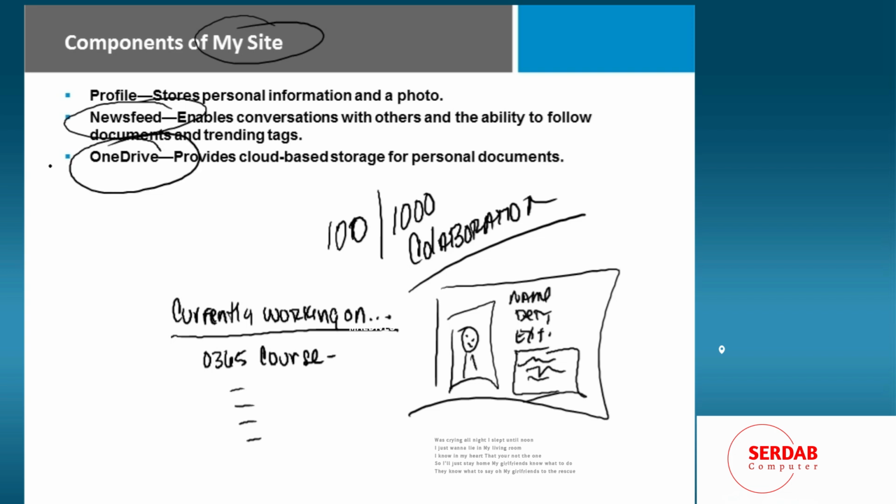And of course, you have OneDrive. This is cloud-based storage for personal documents. So if you were to log onto a computer outside of Office 365, you know you've got this folder called My Documents, and that's where you keep just your stuff. Not the stuff that's public, but the stuff that you're personally working on. That's what OneDrive is all about.